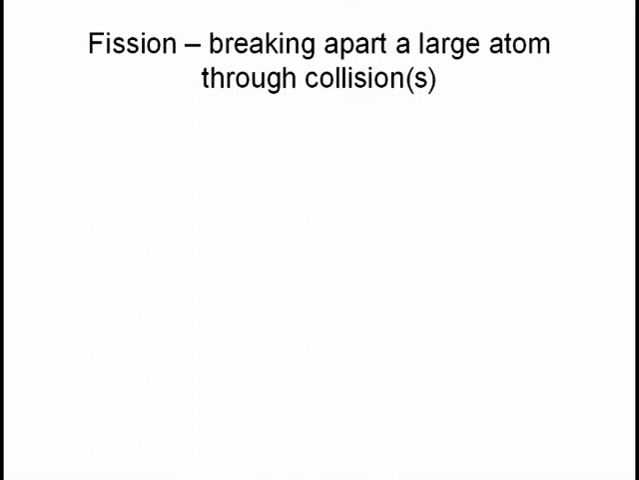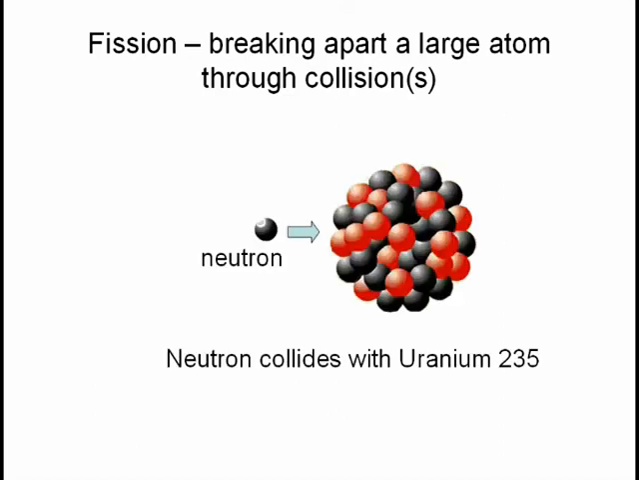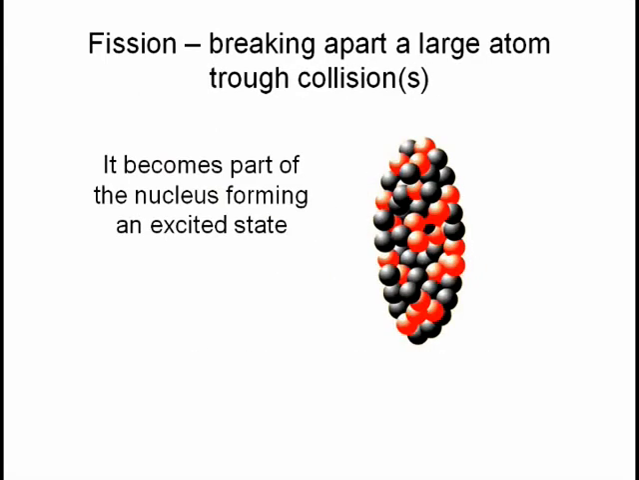Fission is breaking apart a large atom into smaller atoms through collisions. This is what we're doing inside of a nuclear power plant. They all do a fission process to create our energy. In the nuclear power plant, we are using uranium-235 and we're hitting it with a neutron. This creates an excited state called an isomer. This nucleus is actually vibrating and kind of wobbling.